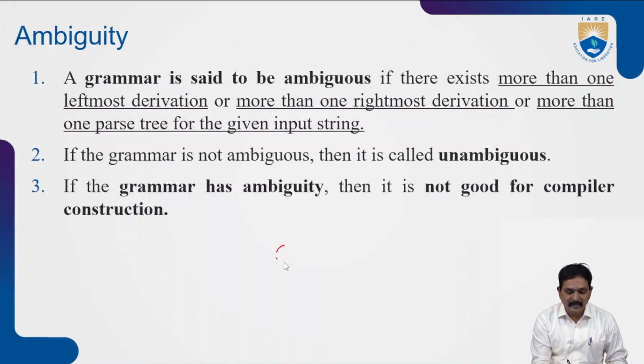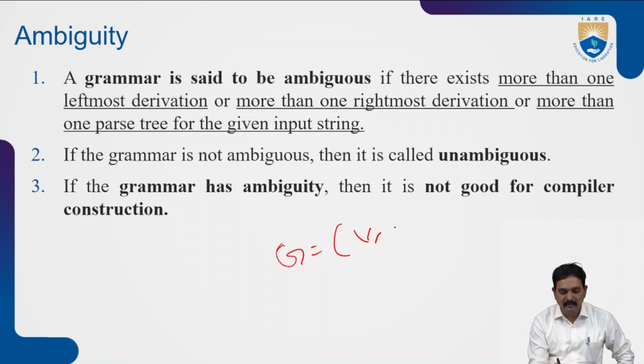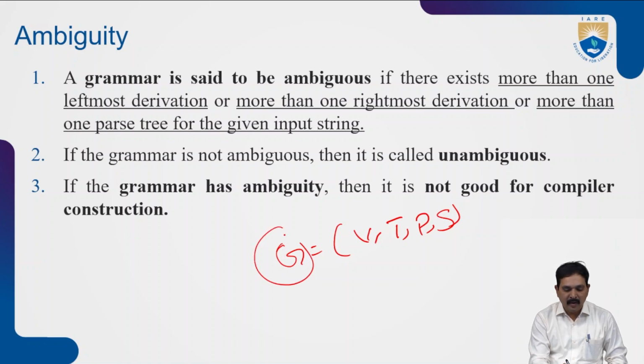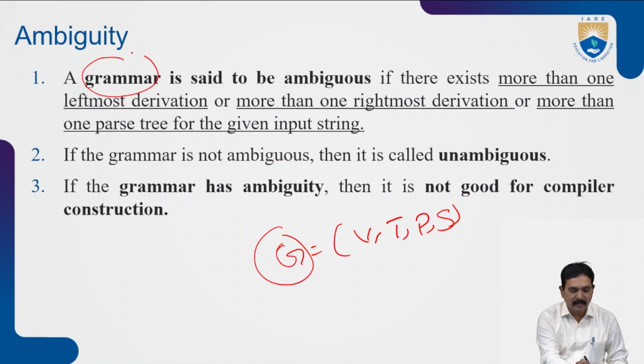Already we have the grammar, which can be generated with the help of four different tuples: V, T, P and S. It means a set of variables, a set of terminals, a set of productions and a starting symbol. From that we get the idea called grammar.